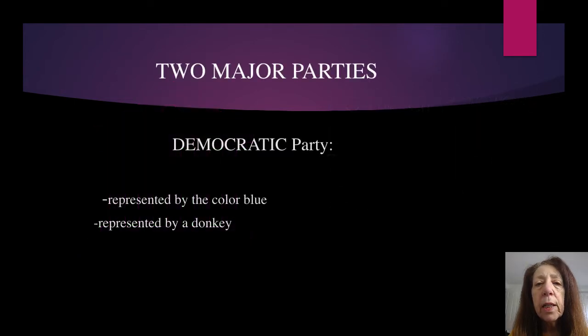The first part of the discussion is about the parties. In the United States, there were two major parties, the Democratic Party and the Republican Party. So let me talk about the Democrats first. We talk about their states representative as blue states, blue governors. Anything that's blue is Democratic. They're also represented by a donkey.